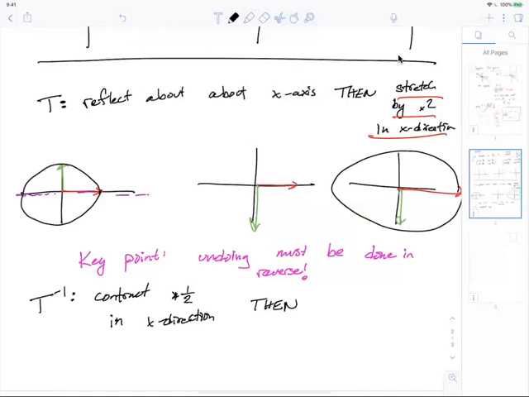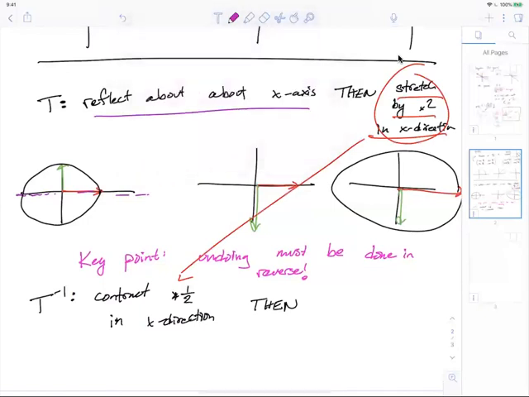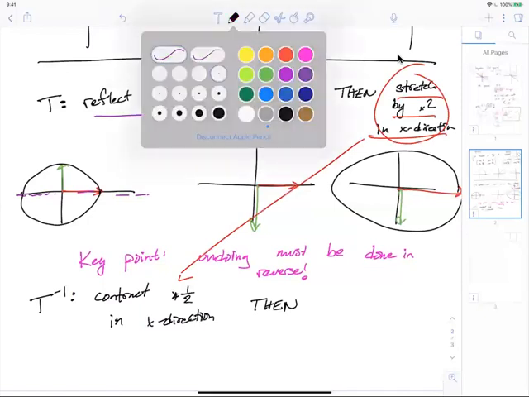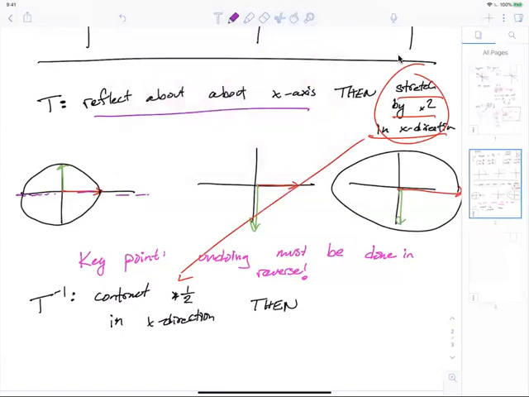Then, right, we did this one first. And now we go to the last one, which is in this case, reflect about the x-axis. So what undoes reflecting? Well, if you want to undo reflecting, you just reflect back. So reflecting is something that is its own inverse. So we're going to reflect back.